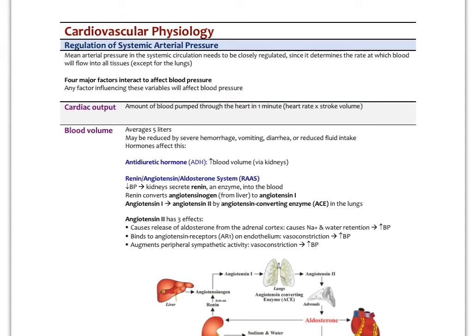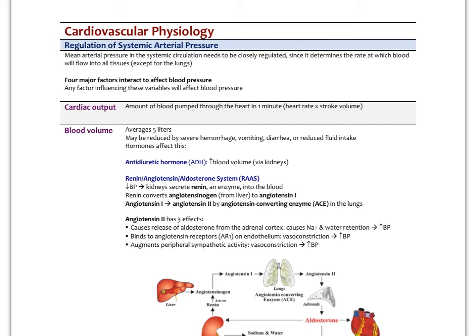So one final aspect, this is going to affect more afterload, but one final aspect of cardiac physiology we need to understand is the regulation of systemic arterial pressure. So remember, the mean arterial pressure is a difference between the systolic and diastolic pressures. And that is going to be the pressure in the arteries that will allow for perfusion into the tissue. So we have to have adequate pressure to maintain adequate perfusion.